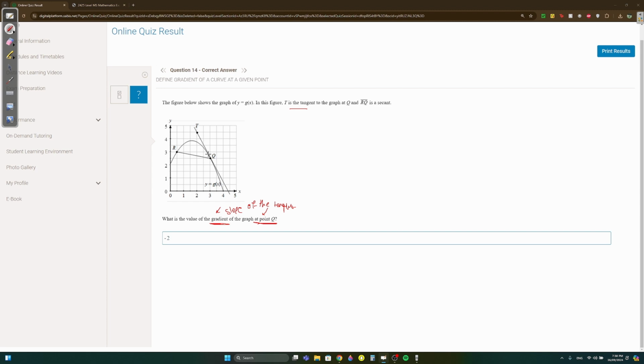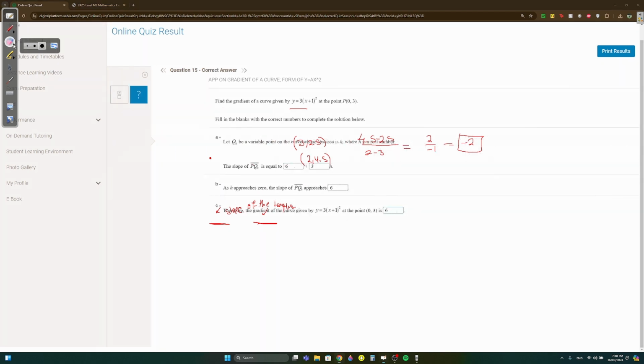So we have 2 points on this tangent. We have T and Q. We're going to find the slope, like in grade 7. 3 comma 2.5 and 2 comma 4.5. Let's see, y2 minus y1 over x2 minus x1. You get 2 over -1, which is -2.